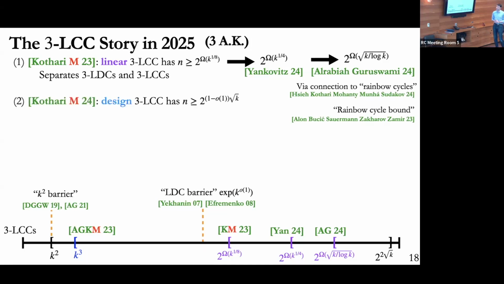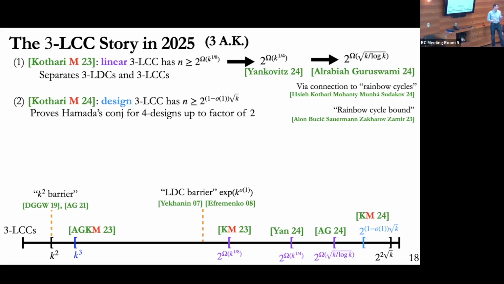And in our work, we proved a bound for design LCCs that is almost optimal. That is, it's 2 to the root k. This is an explicit constant in the exponent. I did not hide the constant there, which means that it's tight up to this factor of 2. That's why, by the way, I showed you the example of Reed-Muller codes and gave you the explicit constant, so you can see the exact constant. We almost have it. And in fact, this proves Hamada's conjecture for 4 designs, up again to this factor of 2. So if we got the tight constant factor, we would give the full proof of the conjecture, but we're just slightly off.